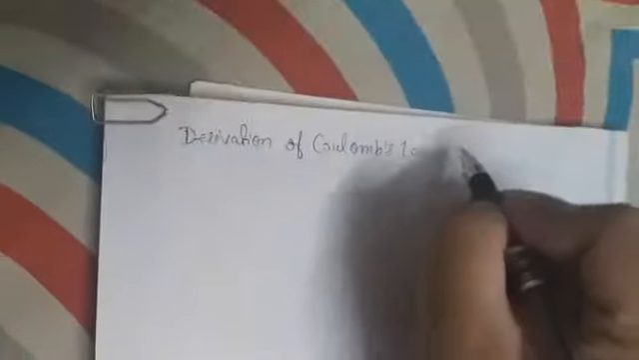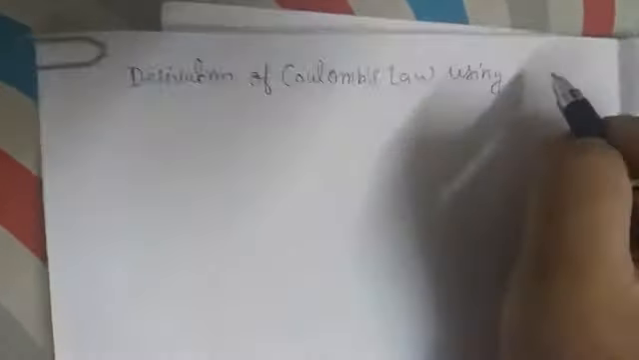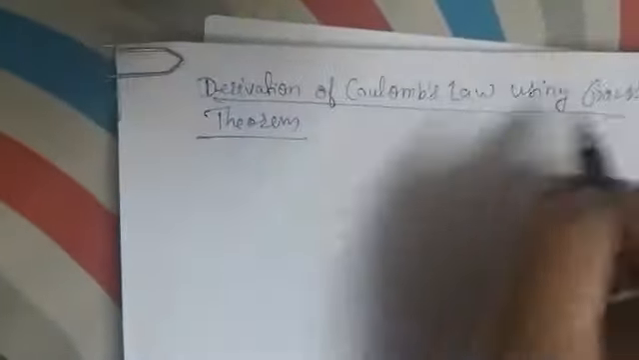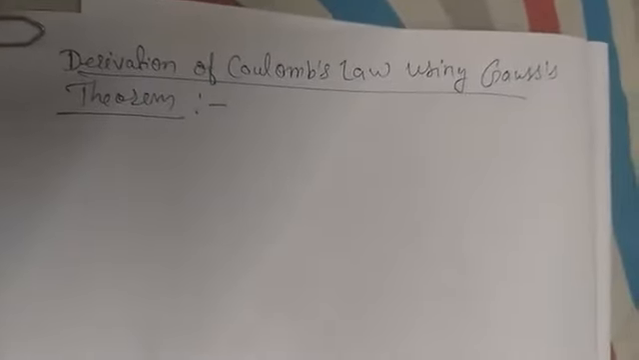Derivation of Gauss law through derivation of Coulomb's law through Gauss theorem. Derivation of Coulomb's law using Gauss theorem means how to apply Gauss theorem to derive Coulomb's law.